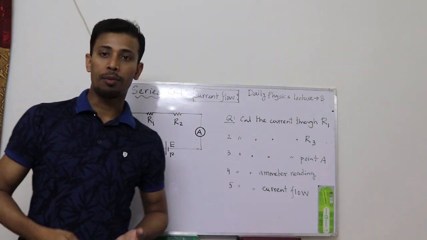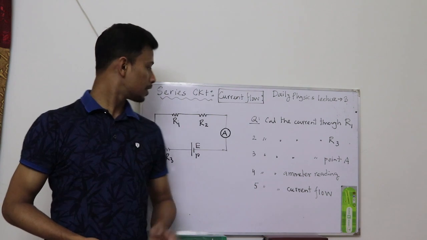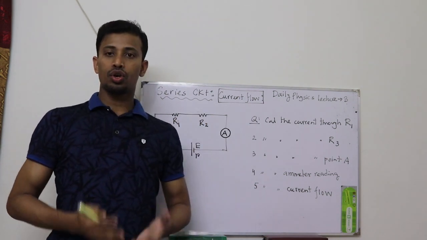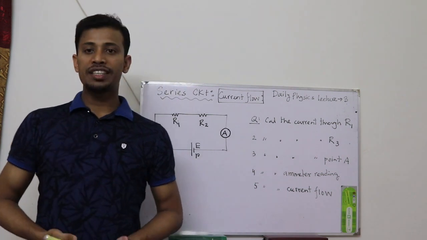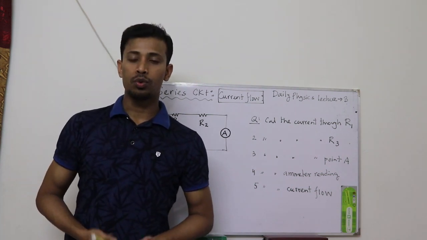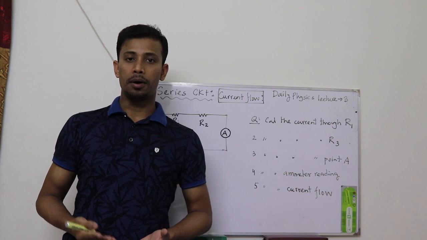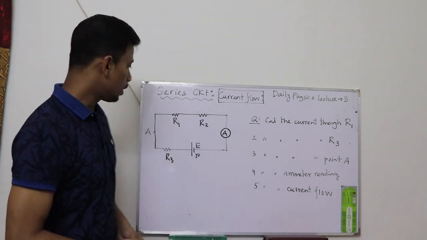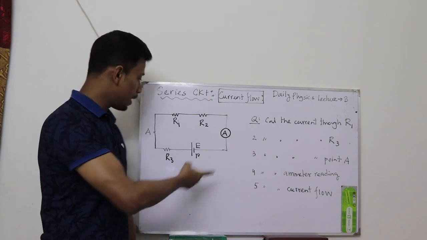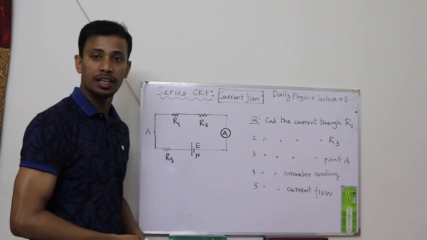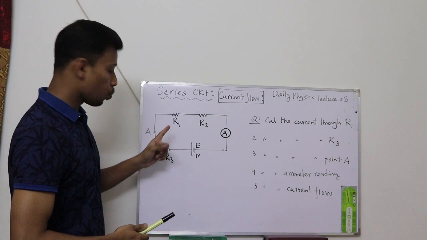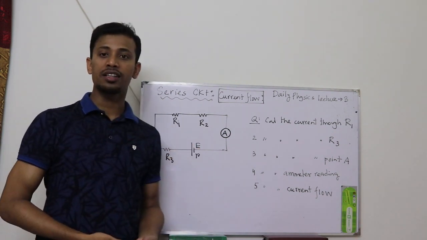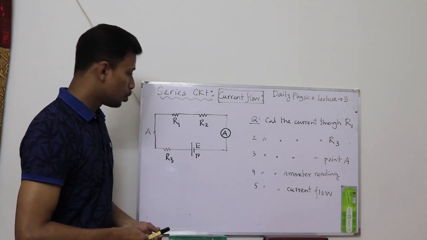So today's lecture is all about series circuit. We have already studied there are two types of series circuit: one is the simple series and another one is the mixed series circuit. Here you can see that we have a simple series circuit and there are 1, 2 and 3 resistors. How many resistors are there? There are 3 resistors.